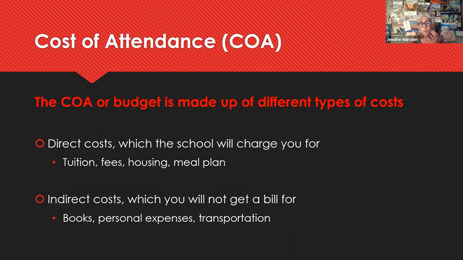So these are what are called direct costs. Those are costs that you pay directly to the college, like tuition, fees, housing, meal plan. Of course, all these things can vary, right? Depending on what kind of housing you want. If you want a single room, it's going to cost a lot more than if you want a room with 4 other people. Or if you want the biggest meal plan where you can eat as much as you want at any hour of the day, that's going to cost more than a smaller meal plan.